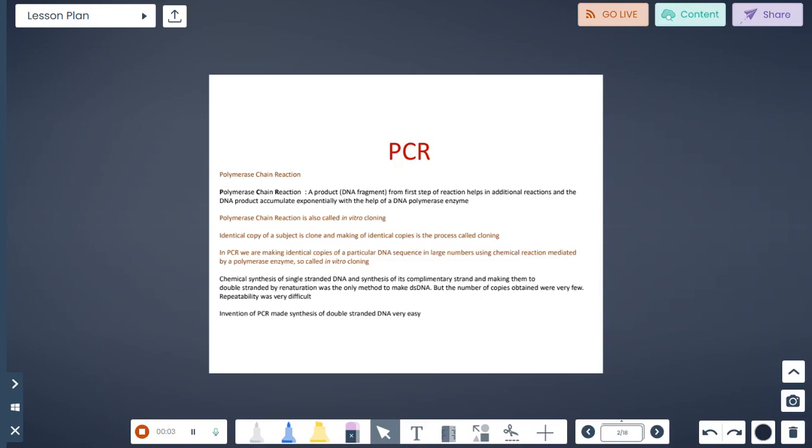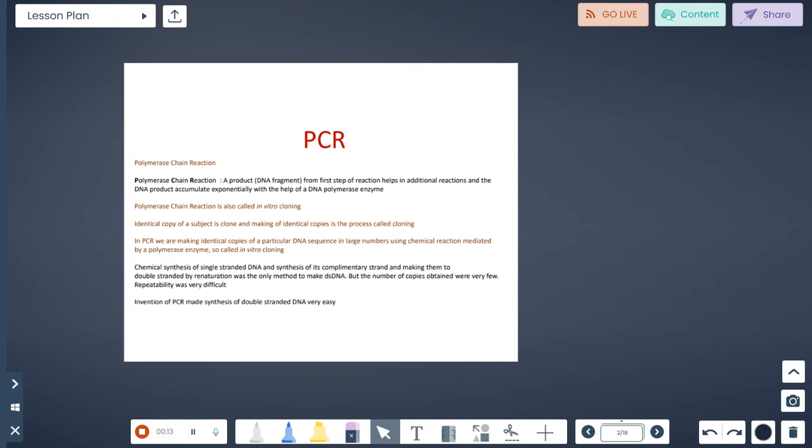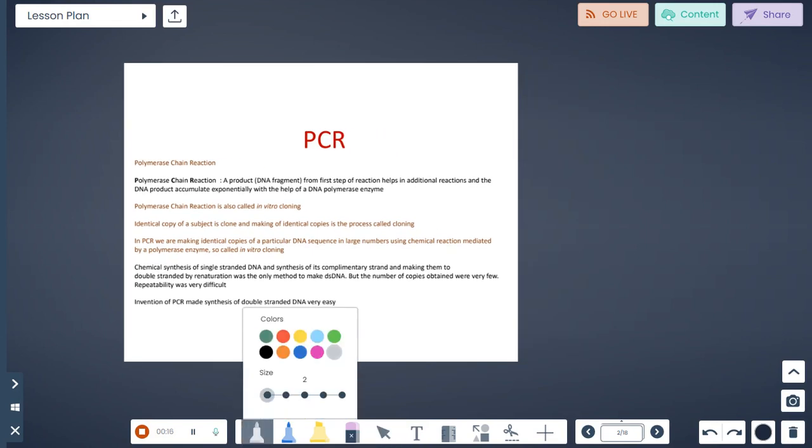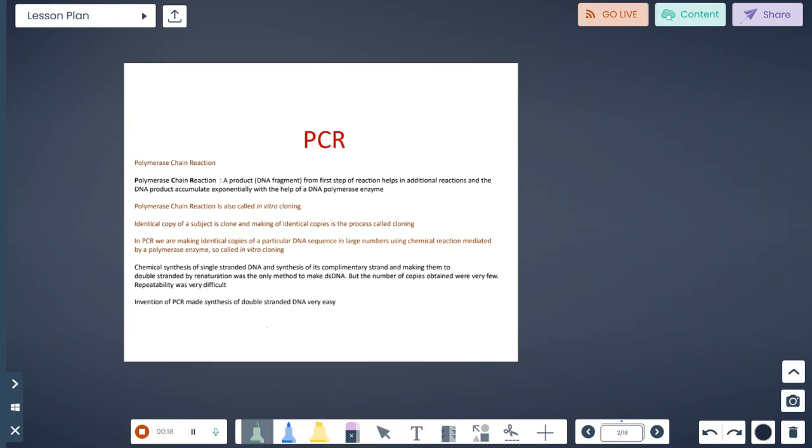Hi friends. So today we are going to see a widely used technique called PCR. So what is PCR? It is polymerase chain reaction. So why is it called polymerase chain reaction?